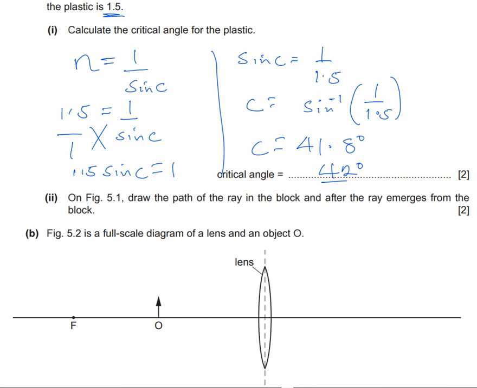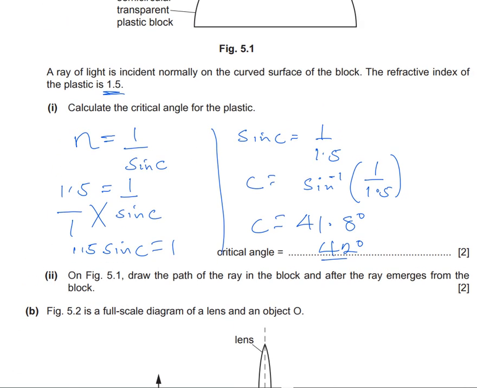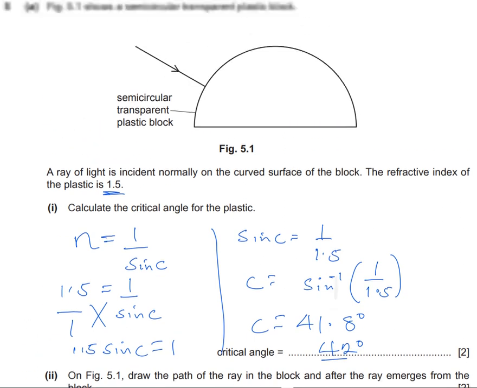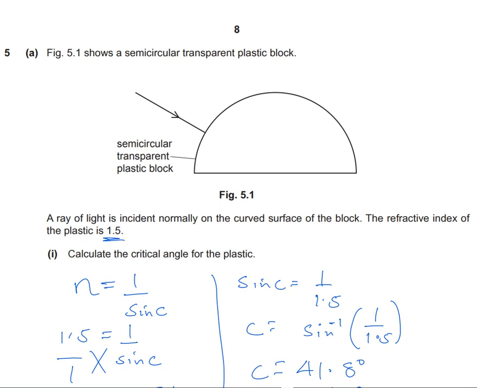On figure 5.1, draw the path of the ray in the block and after the ray emerges from the block. Since this ray is perpendicular, it is normal to the surface, so it will not be refracted. It will go straight. Then if you draw the normal here, it is internally reflected. This is angle I, this is angle R. Make sure as you are drawing it, let the angle of incidence be equal to the angle of reflection.